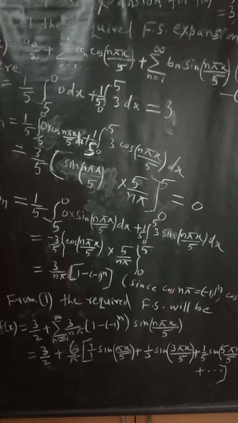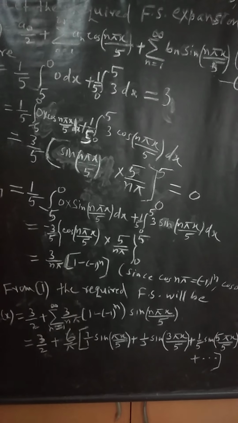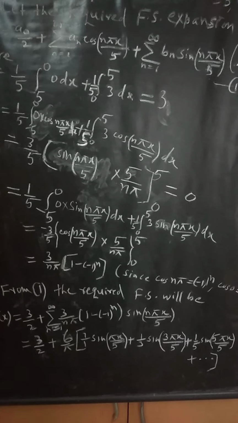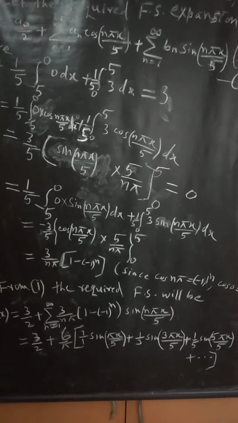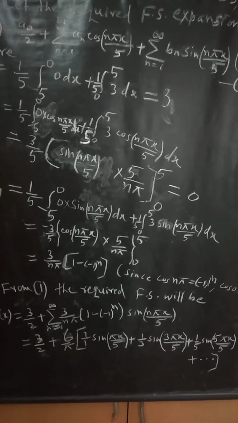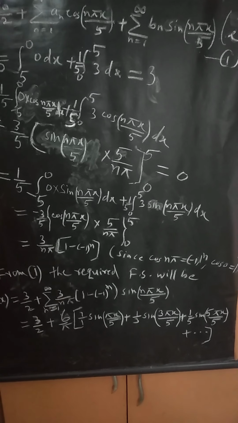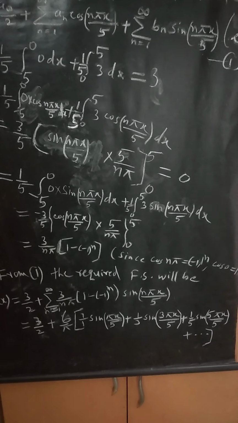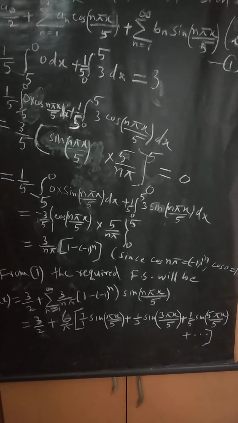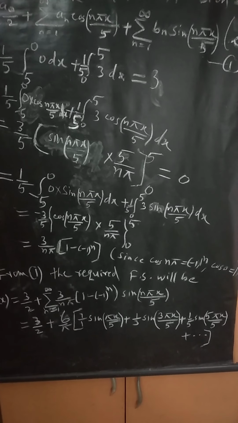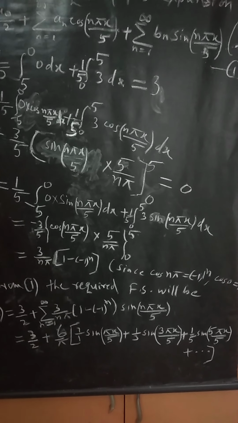Again I will focus your attention on the value of 1 minus (-1)^n is equal to 2 when n is odd, and 1 minus (-1)^n is equal to 0 when n is even, and therefore we obtain the required Fourier series expansion as given in the last step.